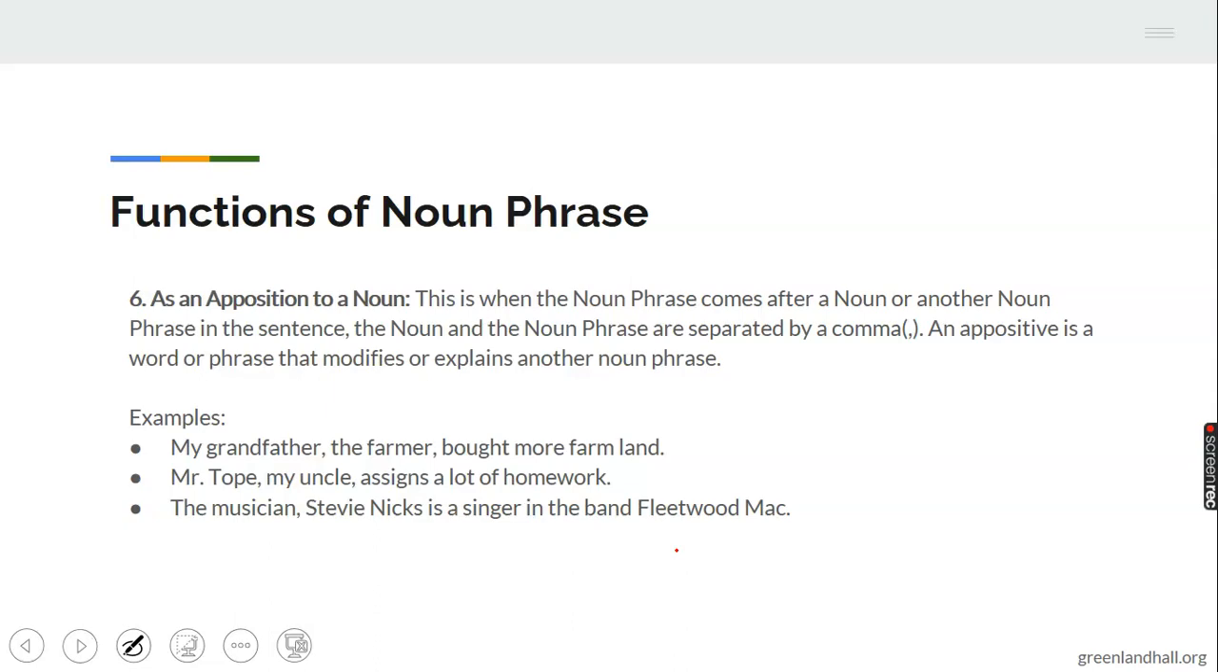Then lastly, a noun phrase can work as apposition to a noun. It is working in apposition, that is, working closely to a noun. That's what we call apposition. And it has one unique feature. It is separated by a comma. The noun phrase is separated by a comma from the subject. Comma is here. That means this is a noun phrase. This is what? The subject.